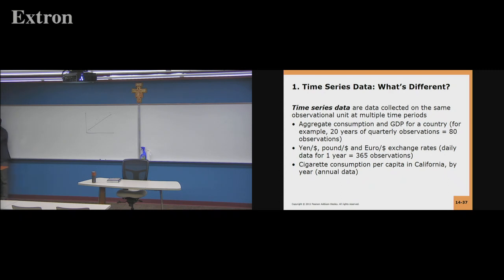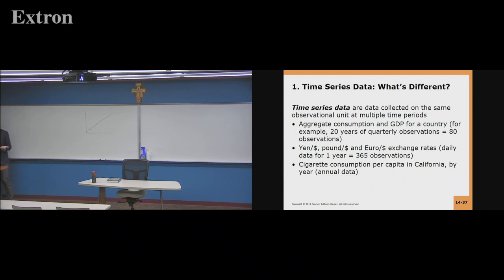So for time series data, you're looking at data collected on the same observational unit over multiple time periods. So in one country, you're looking at GDP over 20 years. You're looking at exchange rates between the yen, the pound, and the euro. Maybe you want to look at the US over 50 years and look at the Federal Reserve's forward guidance, the messages they give about the future of monetary policy, how that's going to impact, say, the bond market.